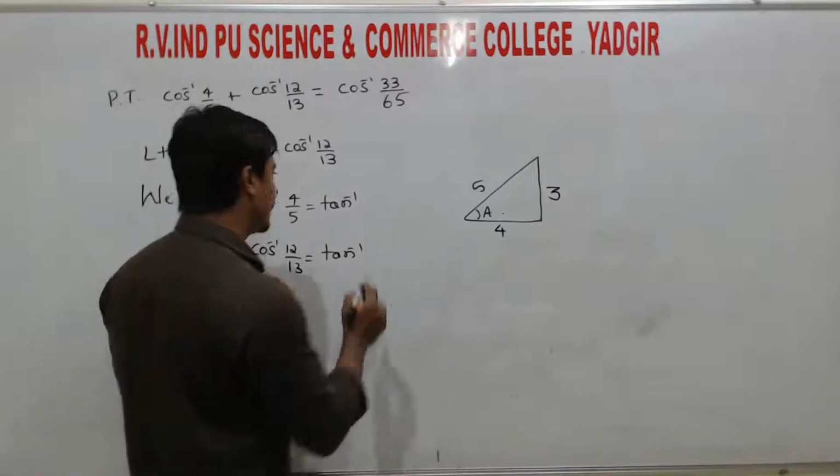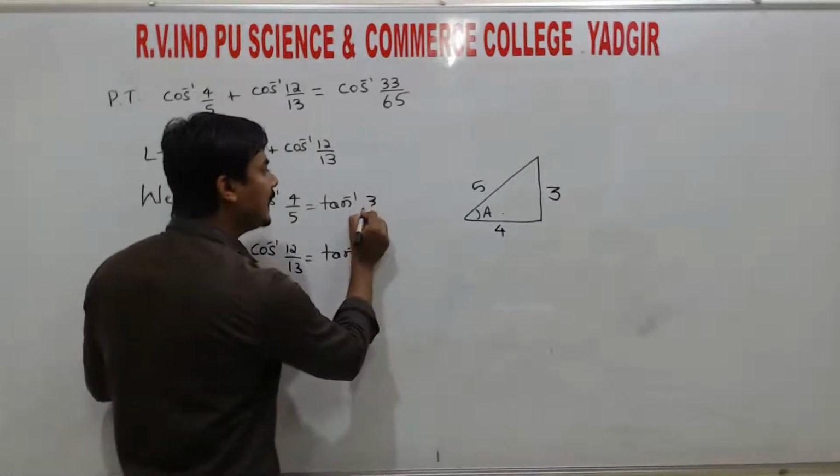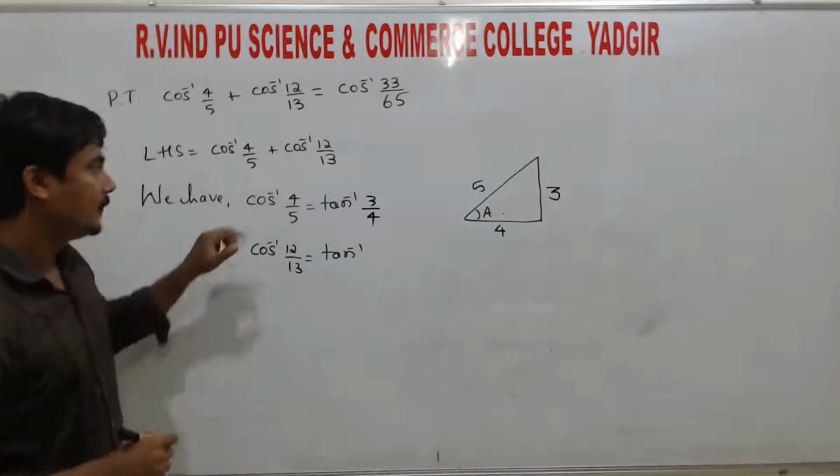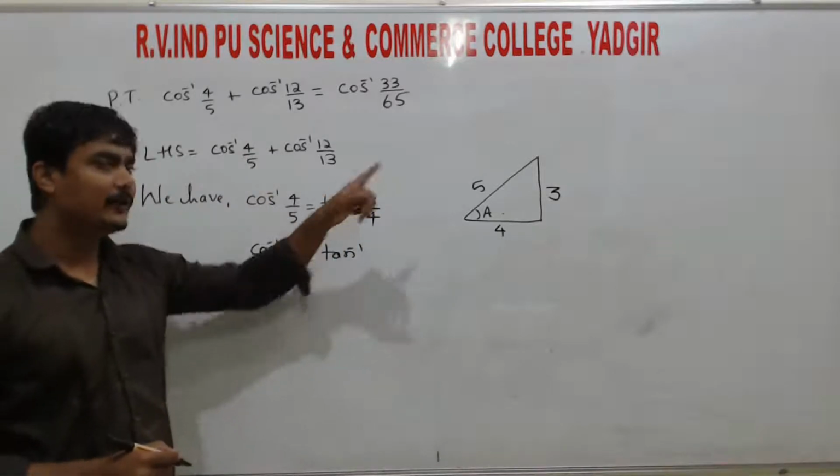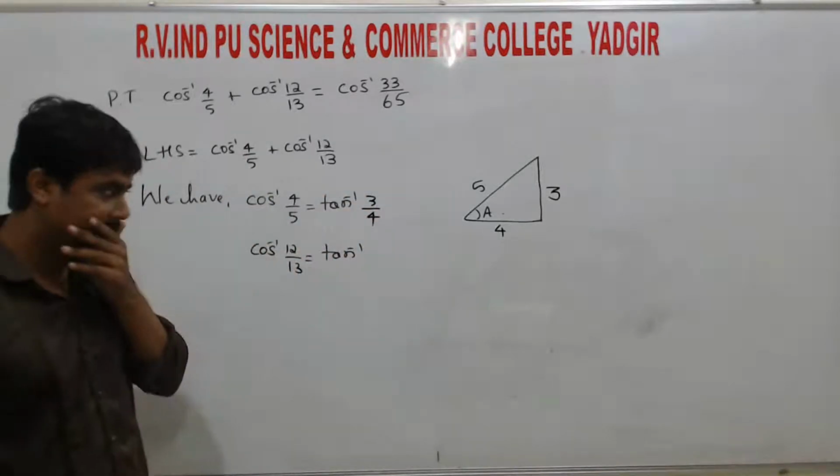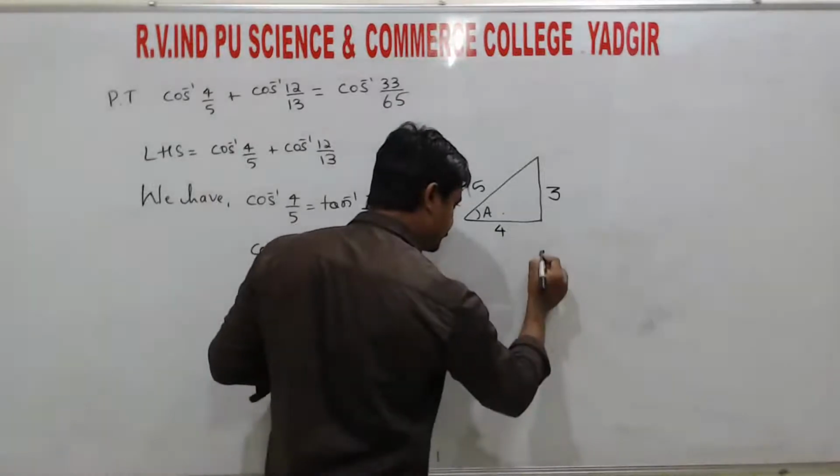Next, what is the tan theta formula? Opposite by adjacent. So sin inverse 4 by 5 will become what? Tan inverse of 3 by 4. Second one.